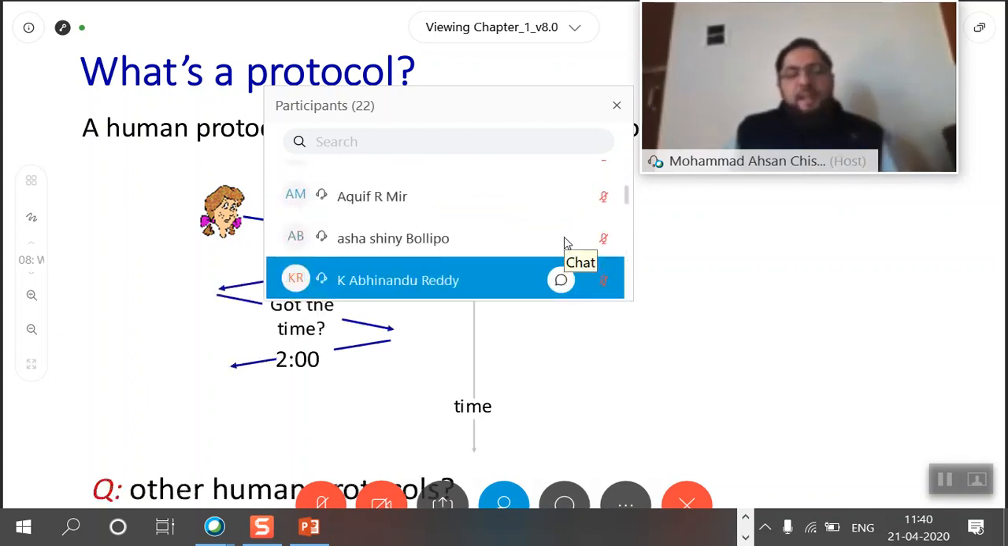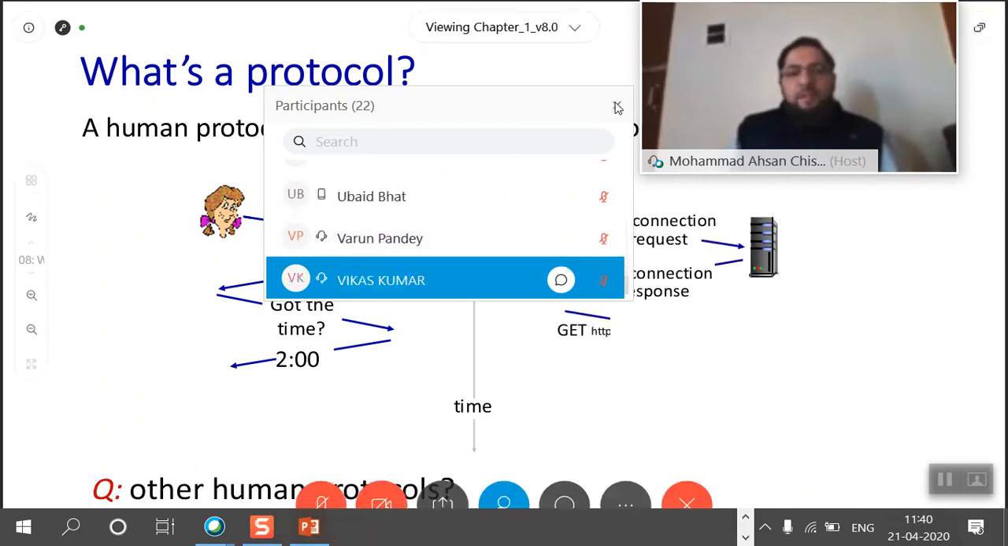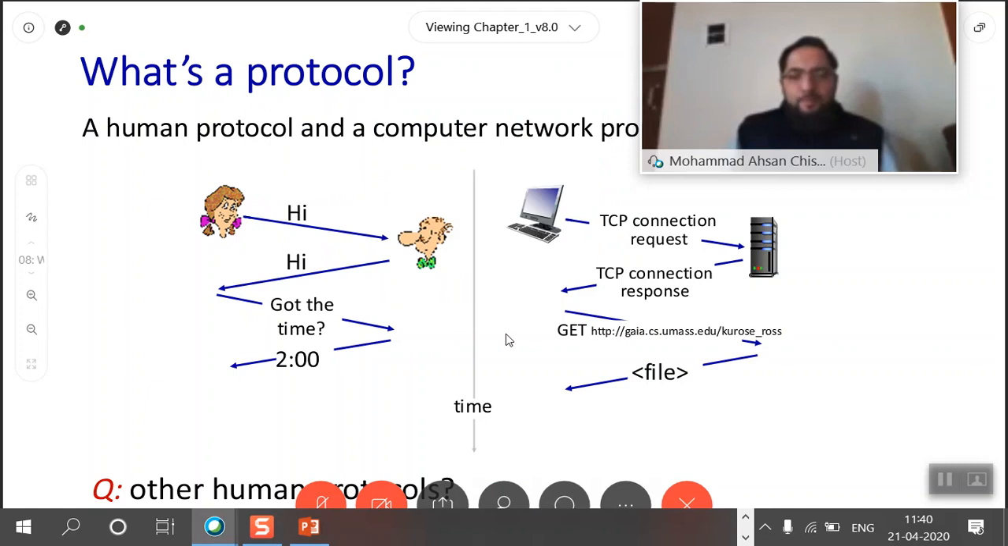This is the slide, what's a protocol, a human protocol comparing with a network protocol. Ramanand, is it visible? Okay, seems that it's working fine. And for others, I am this time on slide number 8. Those who cannot see the shared screen.